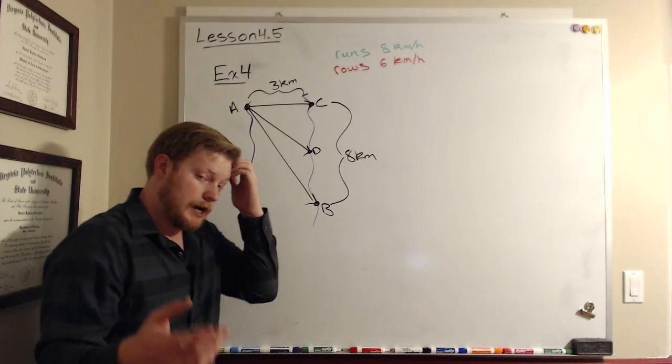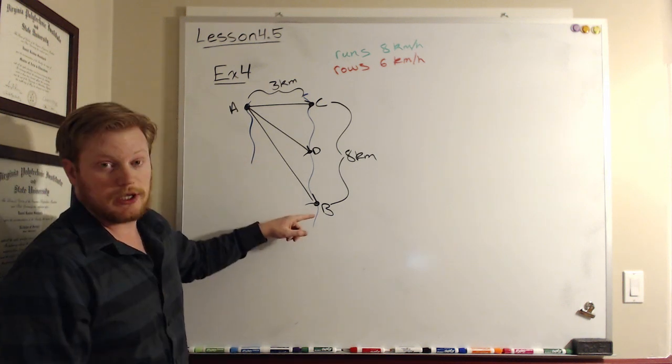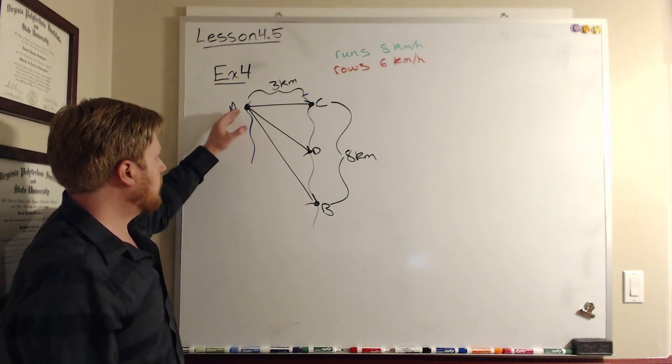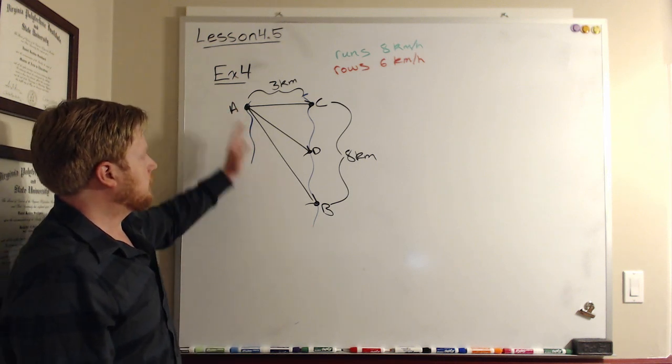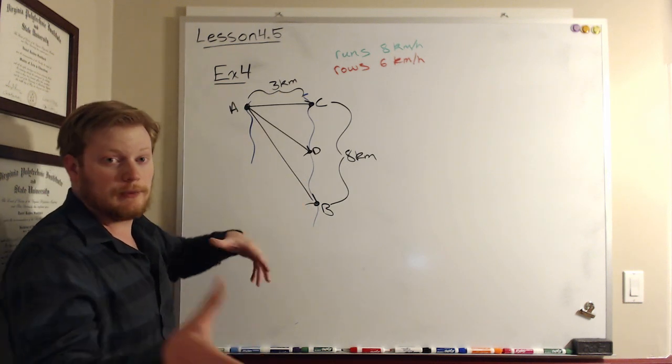Now, what am I trying to optimize here? I want to optimize the time it takes him to get from A to B. I want the least amount of time. So he can row directly across and then run all the way down, or he can row directly to B, or he can do some combination of.